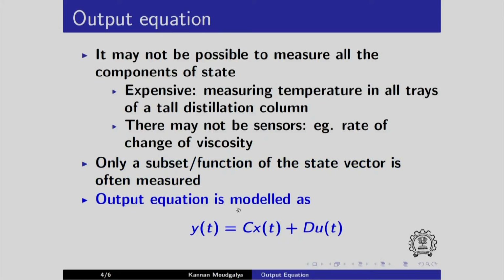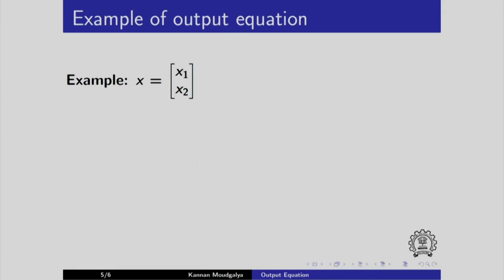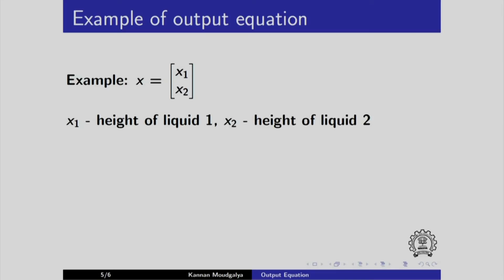We write down the equation of the output as follows. y of t is Cx(t) plus Du(t). We will see an example of this. Suppose we have two components in this state, x1 and x2. Let us say x1 is the height of liquid 1, x2 is the height of liquid 2. Both are present in the same tank, one above the other.